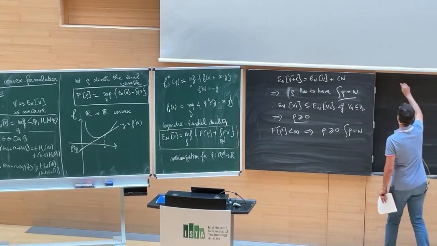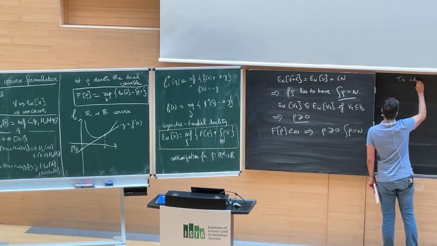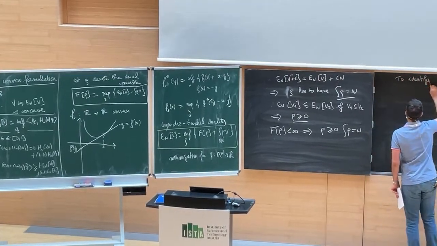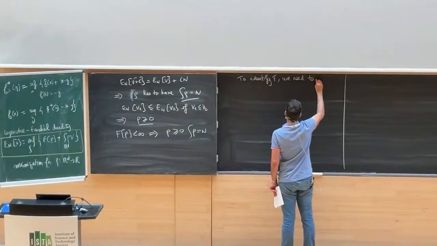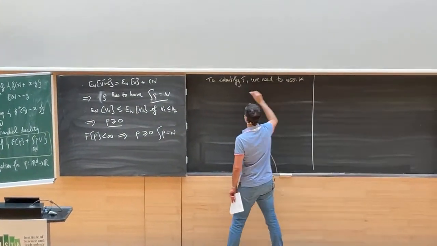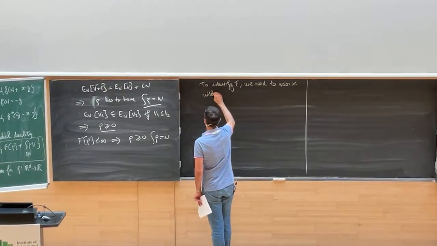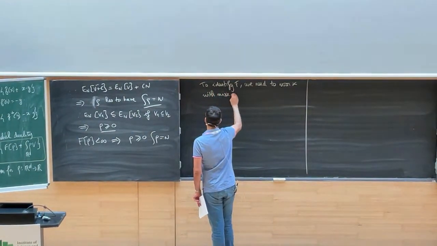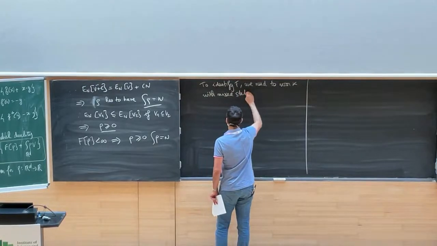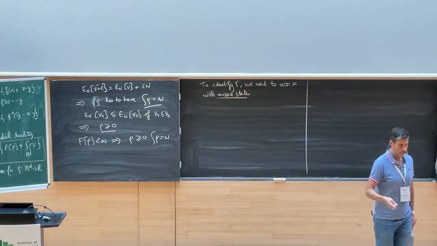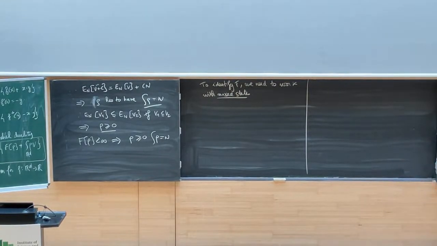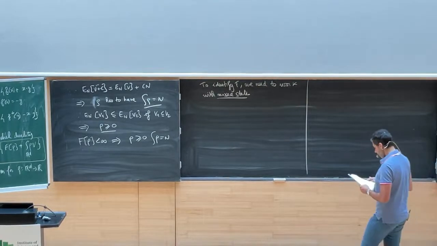And so to identify F, we need to work with mixed states. We have to forget the idea of knowing exactly the quantum state. We just put a probability over quantum states. Anyway, so we work with mixed states.